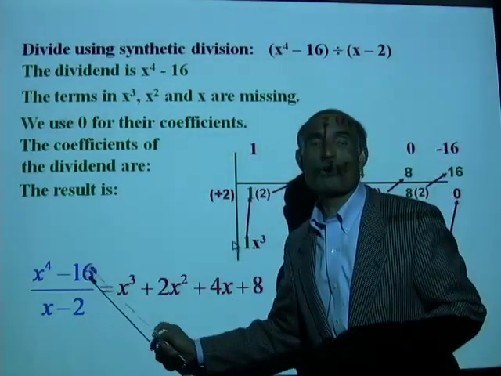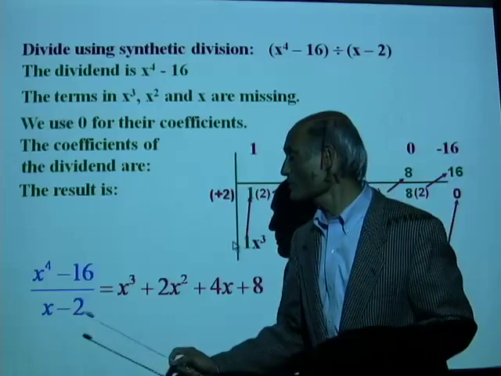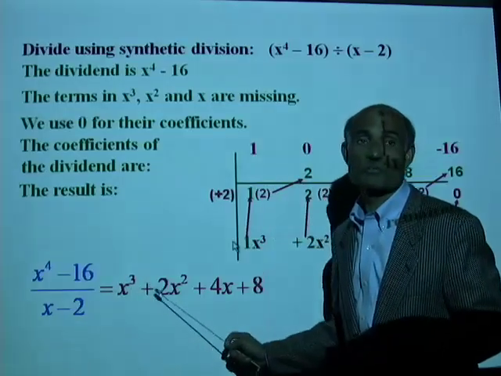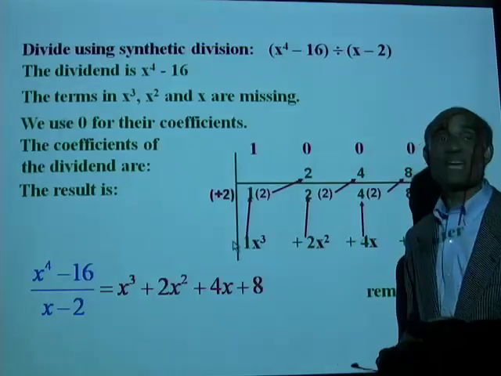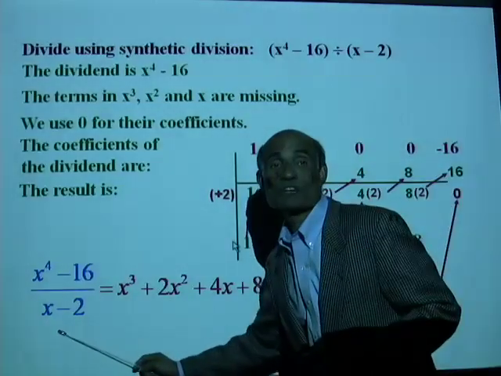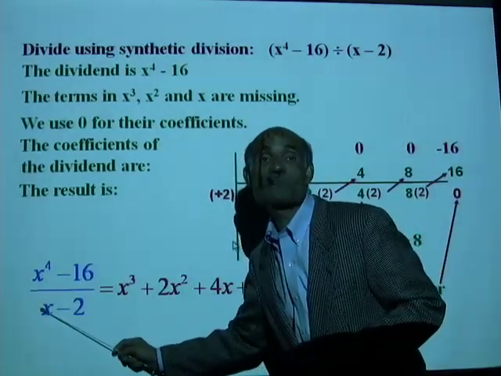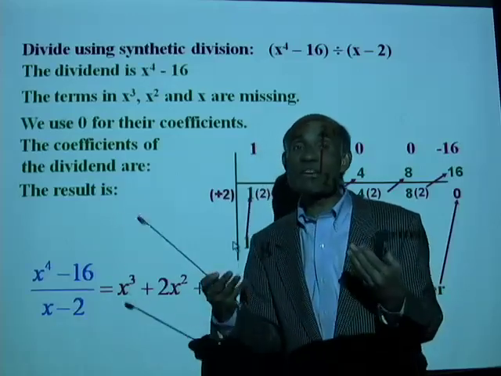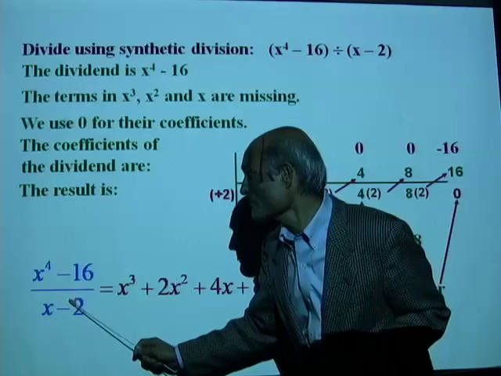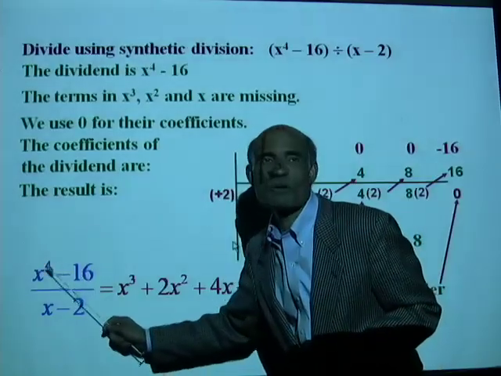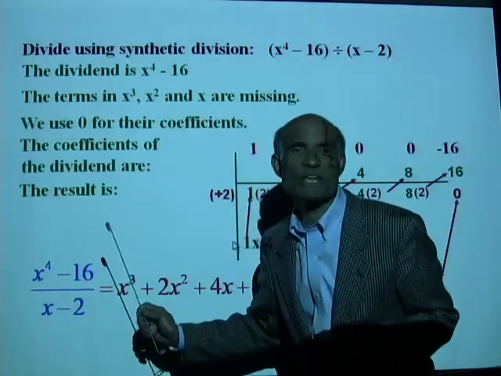X to the power of 4 minus 16 over x minus 2 is x cubed plus 2x squared plus 4x plus 8. There is no remainder. No remainder means x minus 2 is a factor. Is that right? Can you tell me, can you factor this? X to the power of 4 minus 16.